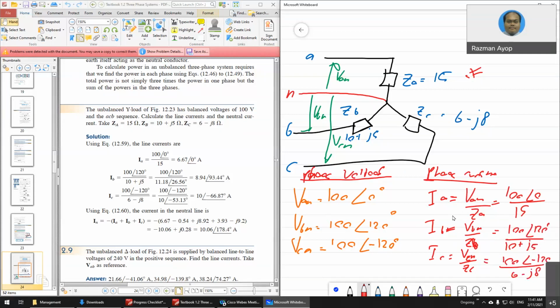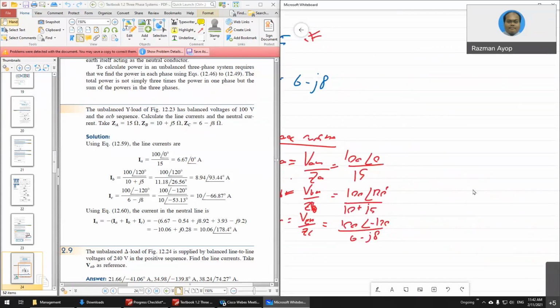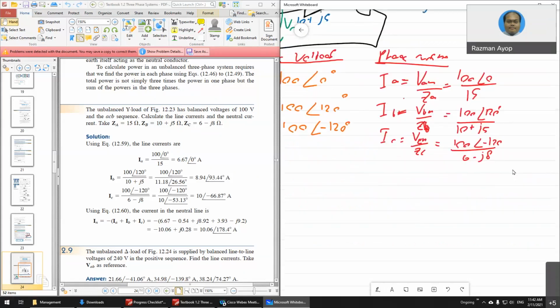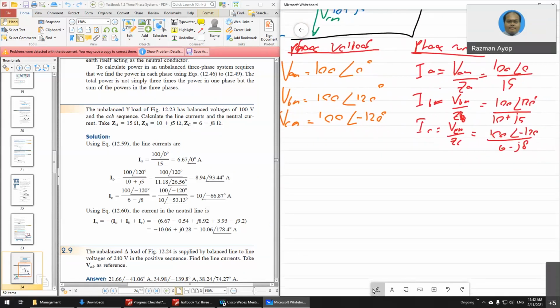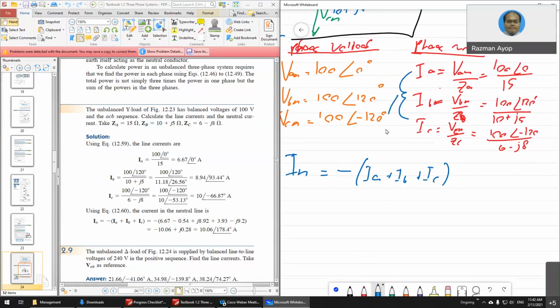Of course, you already calculated the line current. You have to use your calculator to calculate this. And then after that, you have to calculate the neutral current. So how to calculate neutral current? Just use the formula. IN is equal to negative IA plus IB plus IC. So you just add everything and you get the answer.